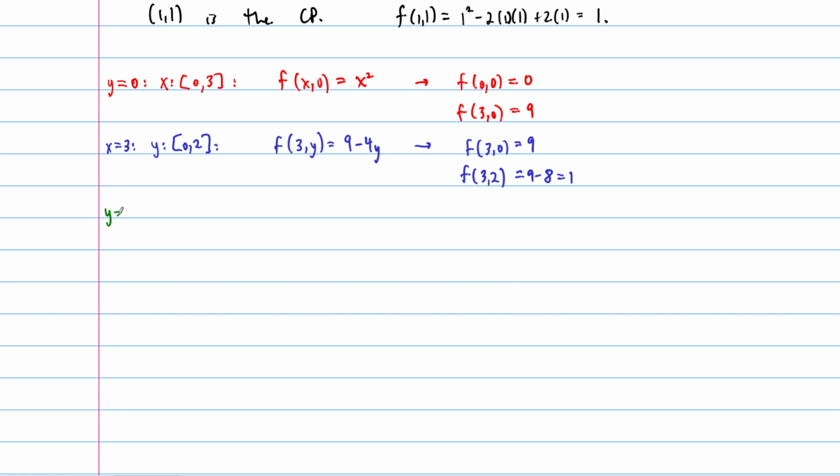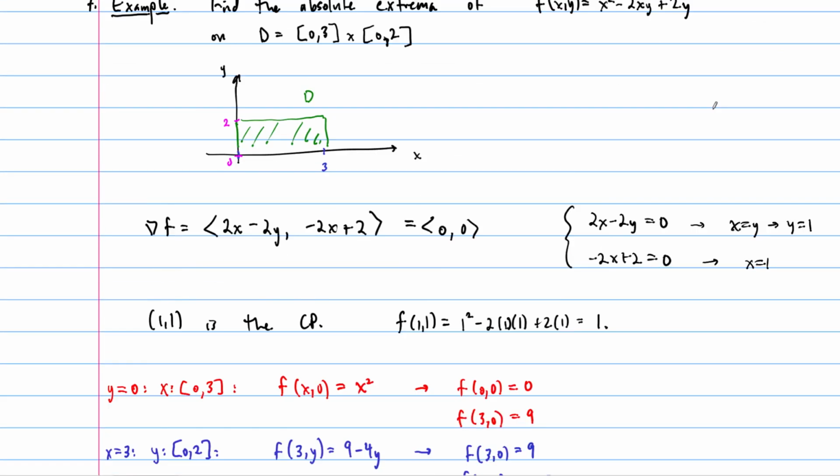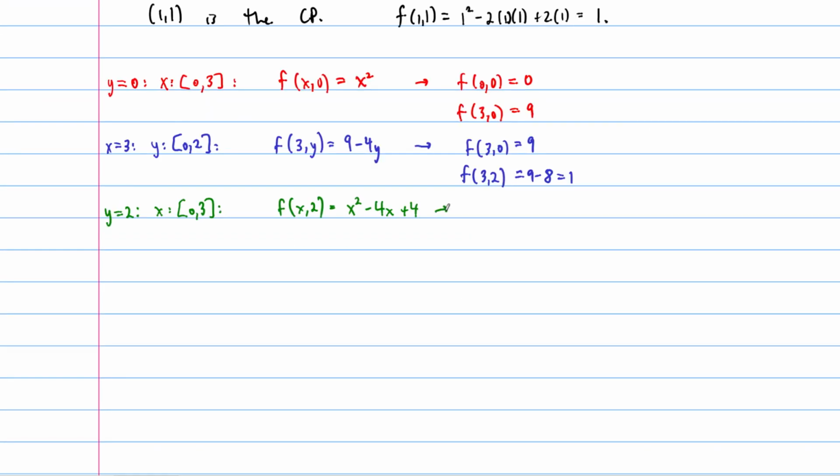Component that we can look at is fix y equal to 2, boundary component. X varies from 0 to 3, and so our function is going to be f of x comma 2, and so in this case we have x squared minus 4x plus 4, right? So x squared minus 4x plus 4, and so we plug in again. So f of 3, 2, that's still going to be 1. F of 0, 2 is the other point to check. F of 0, 2 is going to be 4.